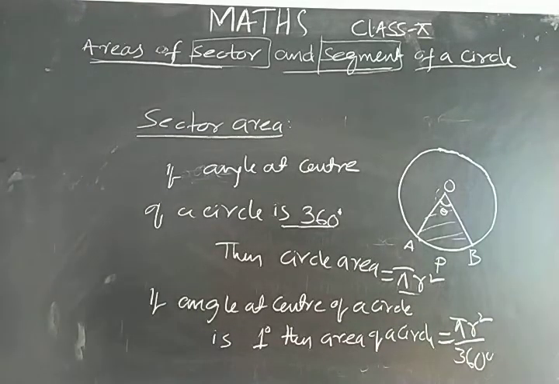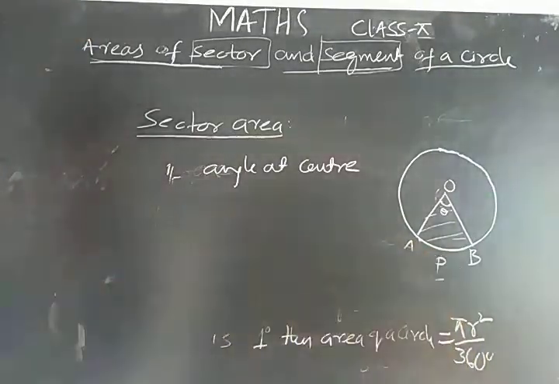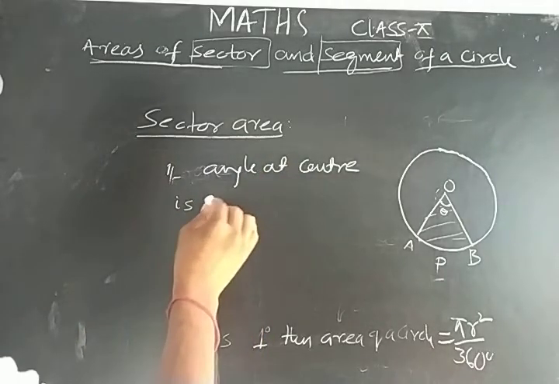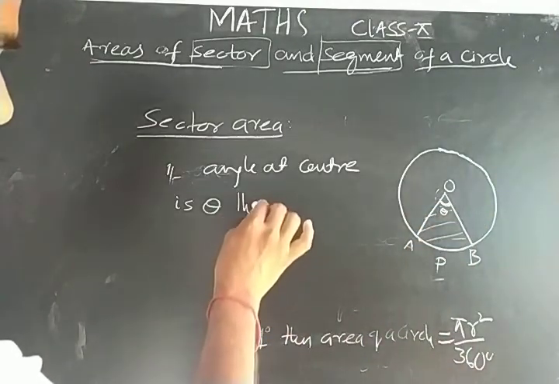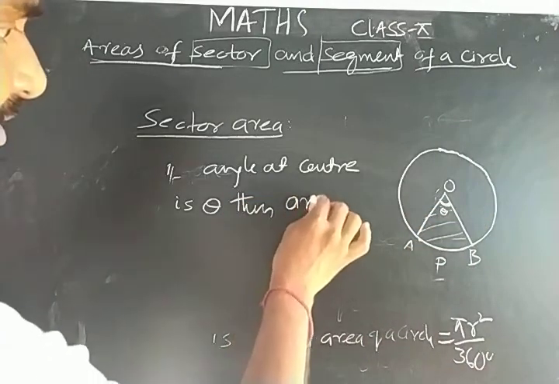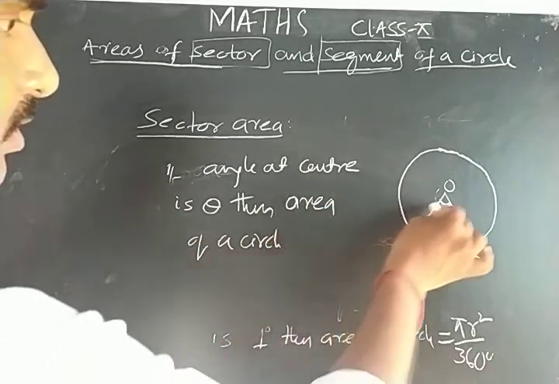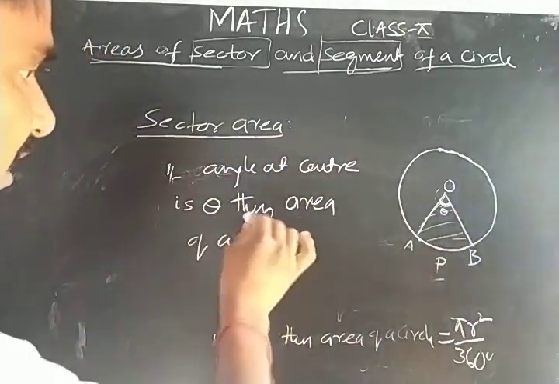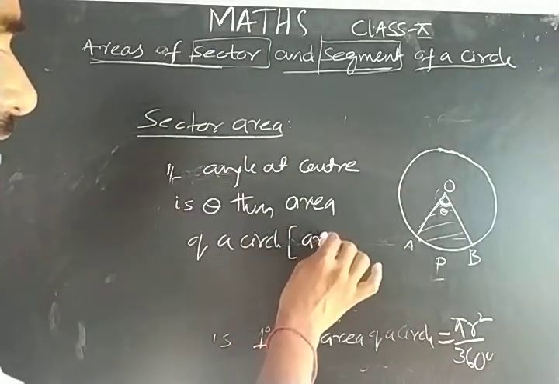Suppose angle at center is theta. Then area of a circle, if it is theta, we will get this figure. So it is called sector. Then the area is nothing but the area of a sector.